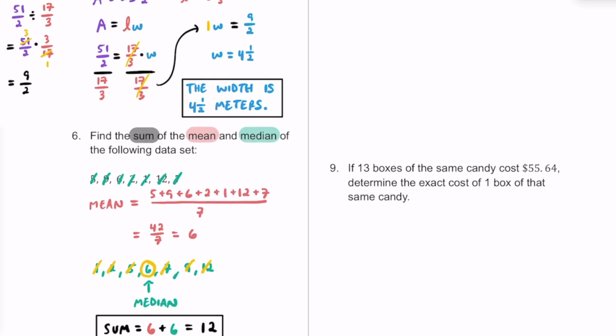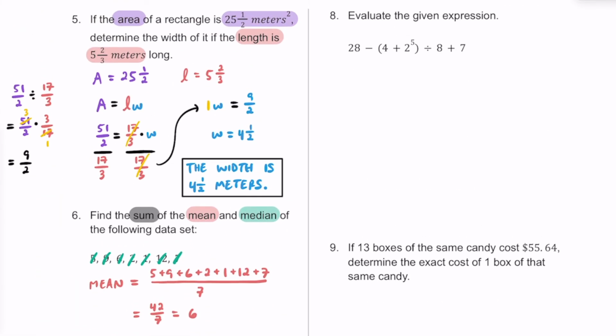Here's number 8. For number 8, it looks like we have a numerical expression, so we're going to just use the order of operations to evaluate this. Right from the beginning, we have some parentheses, so let's look inside those parentheses. They're going to go first.